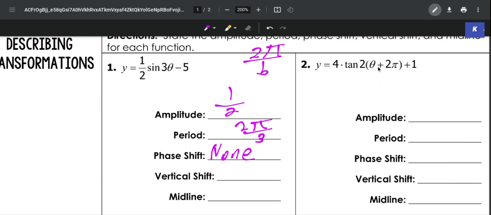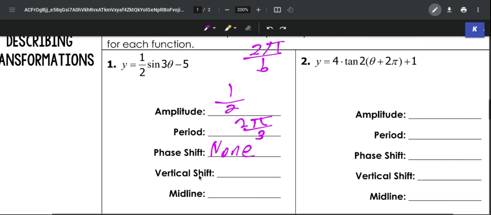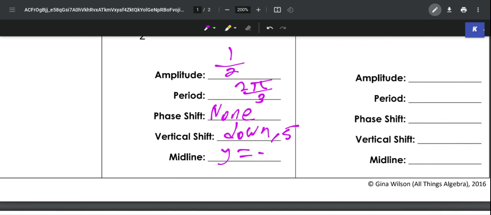Now, if there were parentheses like in number 2, that's where the phase shift or the horizontal shift happens. But if there's no parentheses, that means there's no horizontal transformation. Now, the vertical shift comes from whatever's added or subtracted that's not in parentheses, so that would be -5. So -5 tells us to go down 5 units. Now, that down 5 is going to create a new midline. Sine starts at the origin, so if we go down 5, our new midline would be at y is equal to -5.